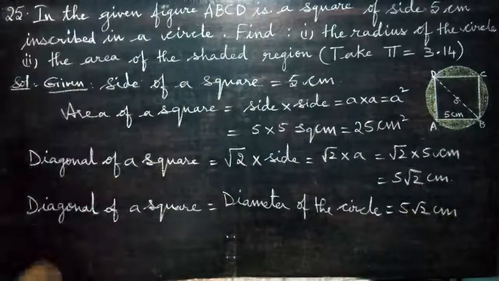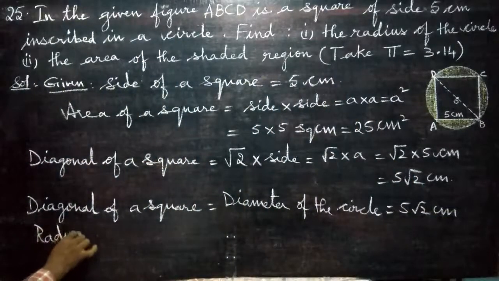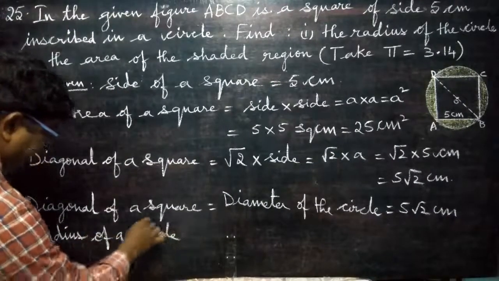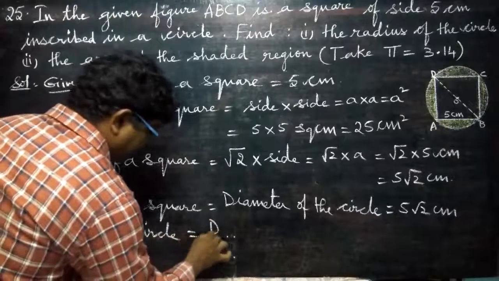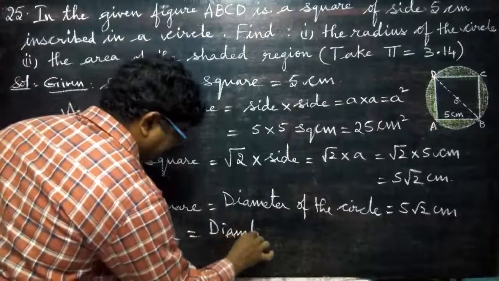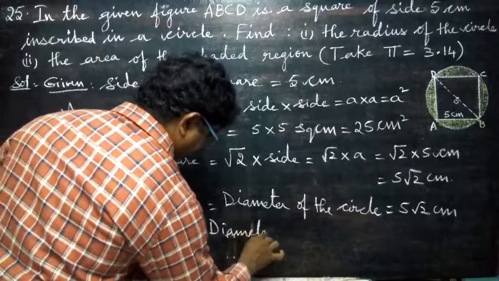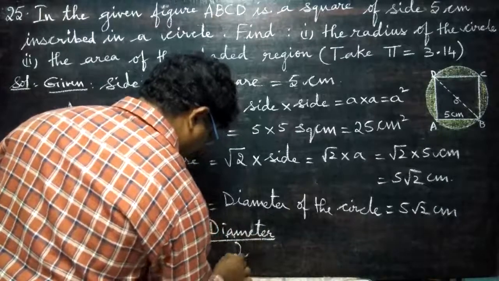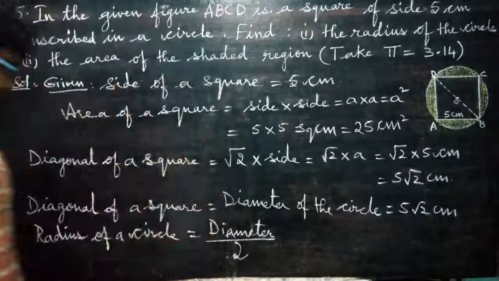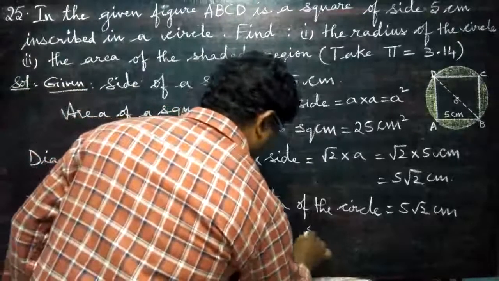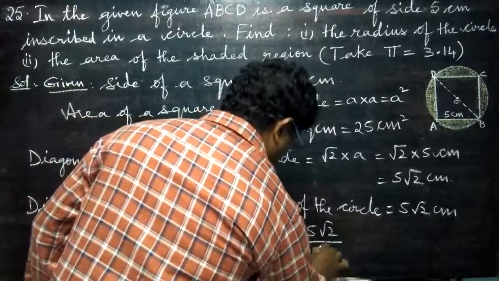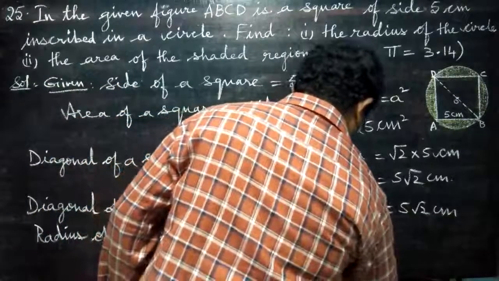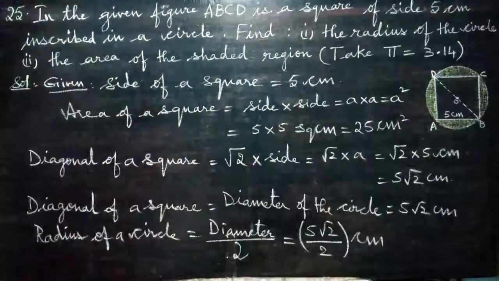Now we want the radius of the circle. What is the radius of a circle? Diameter divided by 2, that is equal to 5 root 2 by 2. Radius we got: 5 root 2 by 2 centimeters.